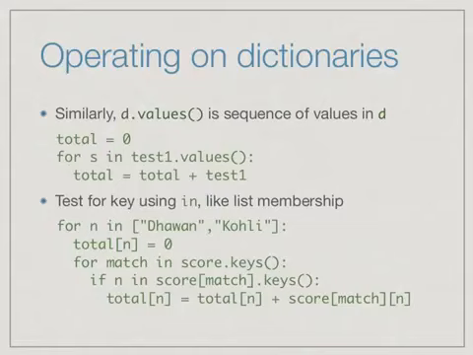Now for each match in our nested dictionary, if Dhawan is entered as a batsman in that match, so if the name Dhawan appears as a key in the score for that match, then and only then do you add a score, because if it doesn't appear, it's illegal to access that value. So this will be one way to make sure that when you access a value from a dictionary, the key actually exists. You can use the in function.